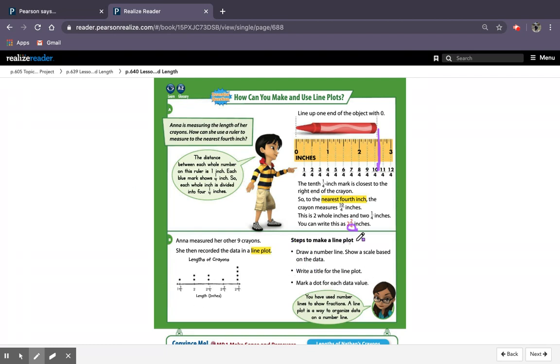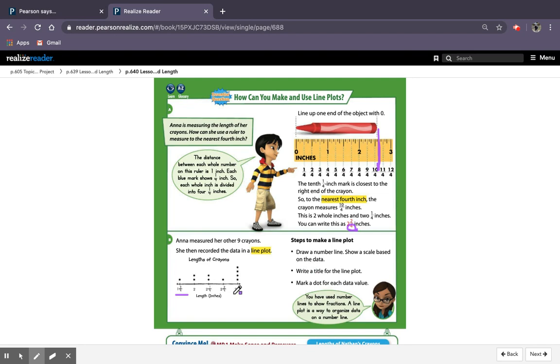And then here it says steps to make a line plot. Draw a number line, show a scale based on the data. So the scale here is showing 1 3/4, 2, 2 1/4, 2 2/4, and 2 3/4. The scale is just going up by 1/4, because this 2 is the same as 8/4. If you would keep going, they could have included other numbers in here like we had on the page before and just not had marks above them, which is what I would have done.